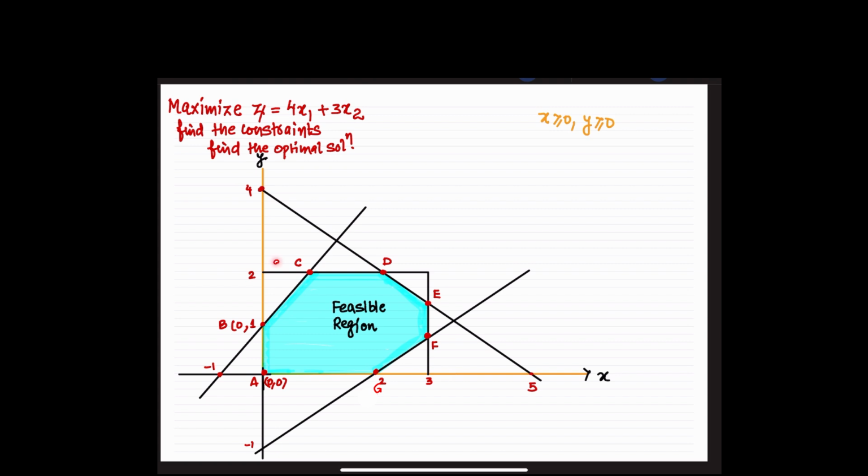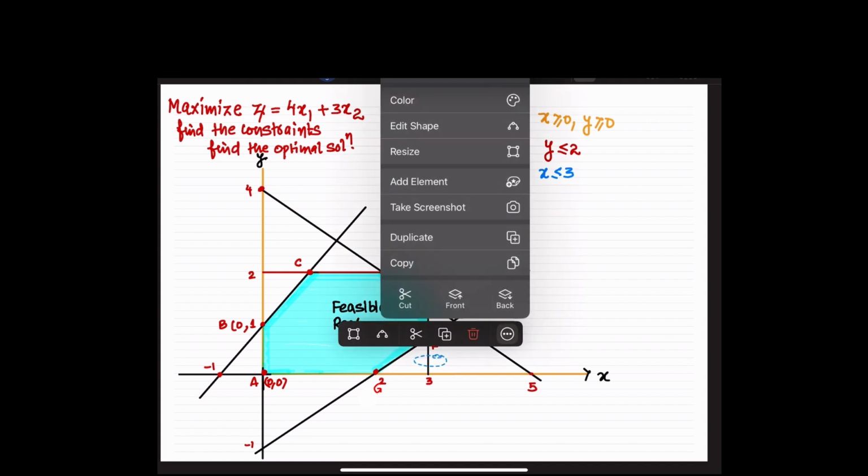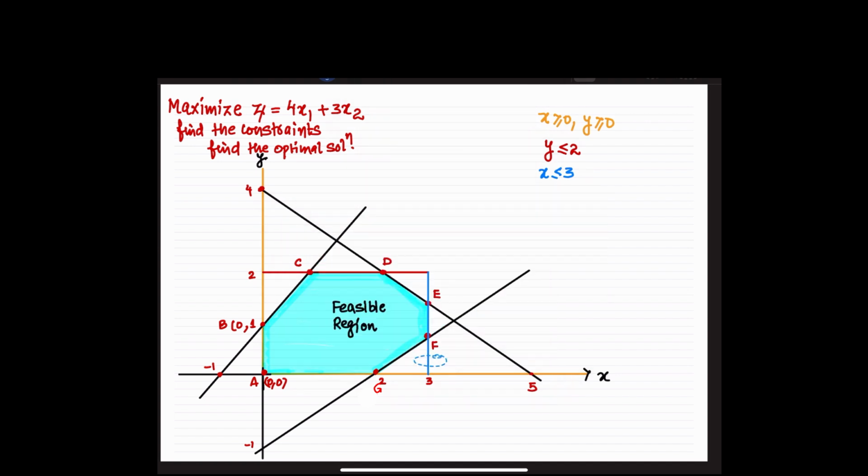Now let's focus on this horizontal line. This is at the height of y equal to 2, and the region is below the line, facing towards the origin. So the constraint is y less than or equal to 2. So we wrote this constraint too. This is, say, the red constraint. Now this vertical line is also simple. Passing through x equals 3, and the region is towards the origin. So the constraint is, let's say, x less than or equal to 3. So we wrote this constraint too.